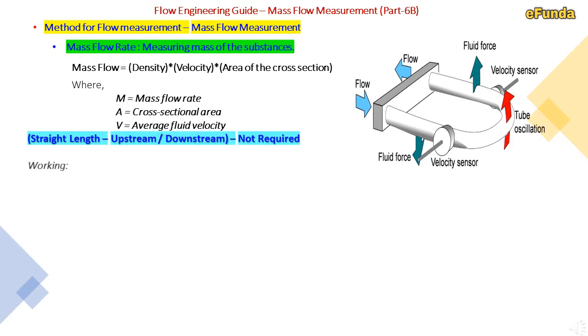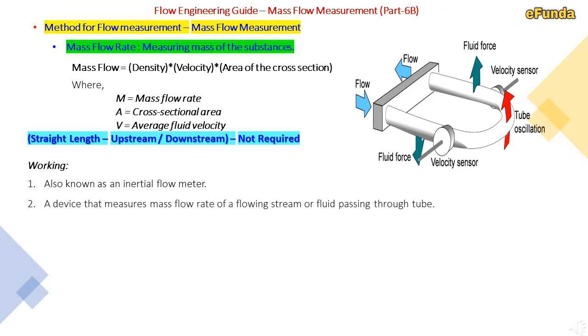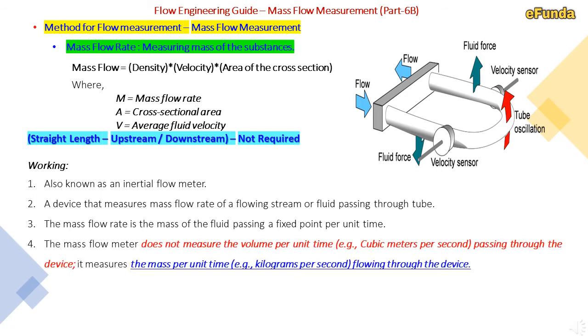Now moving on to the working of the flow meter. A mass flow meter is also known as an inferential flow meter. A mass flow meter is a device that measures the mass flow rate of a flowing stream or a fluid passing through the tube. The mass flow rate is the mass of the fluid passing a fixed point per unit time. The mass flow meter does not measure volume per unit time, for example cubic meter per second, passing through the device. It measures mass per unit time, that is kilogram per second flowing through the device.